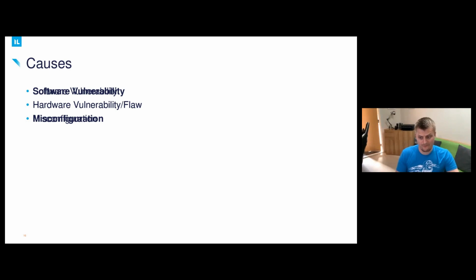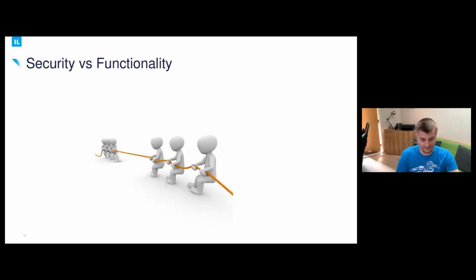So if we really want to make an impact on security, in my view, we've got to start looking at application security. And as I already touched on, we have the security versus functionality. Unfortunately, they kind of go against one another.